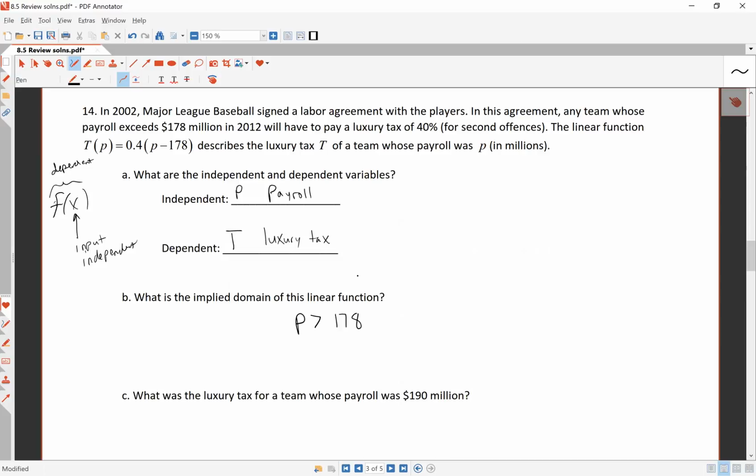And so letter C, what was the luxury tax for a team whose payroll was 190 million? If the payroll is 190 million, they pay 40% over the 178. So we take T of 190, which is 0.4 times 190 minus 178. So that's going to be 40% of 12, which is 4.8 million in luxury tax.